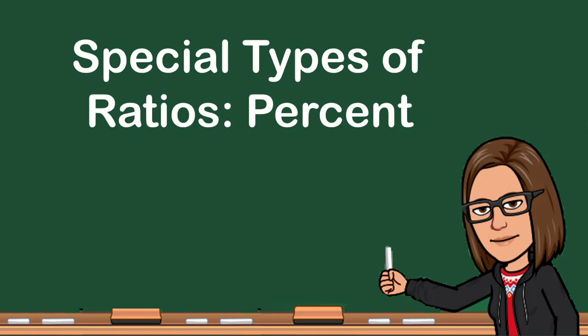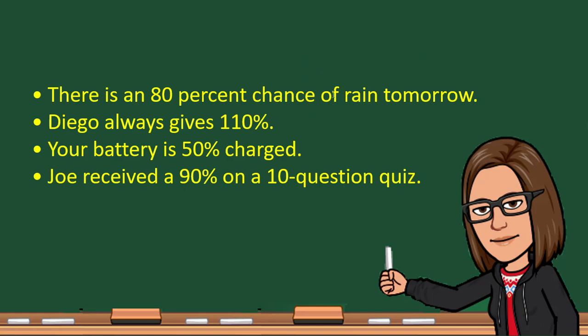We are now going to talk about special types of ratios, which is percents. So we're going to go through a few examples and explain what it is. So there is an 80% chance of rain tomorrow. That has the word percent in it, so that's a percent.